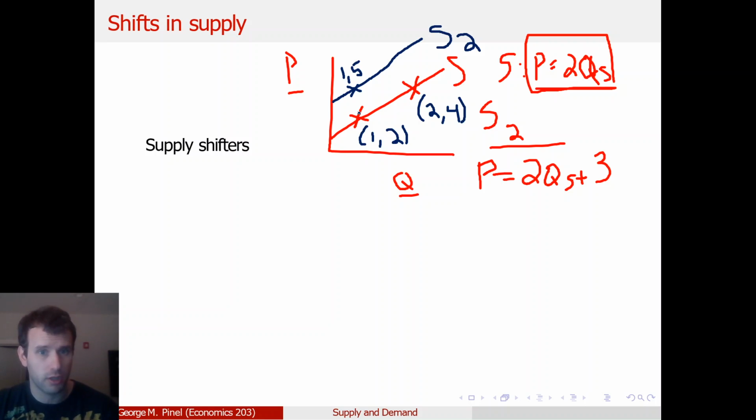Whereas a shift along the supply curve from one point to another on the same line is the same relationship. It's just realizing itself at a different point on the graph. Okay.